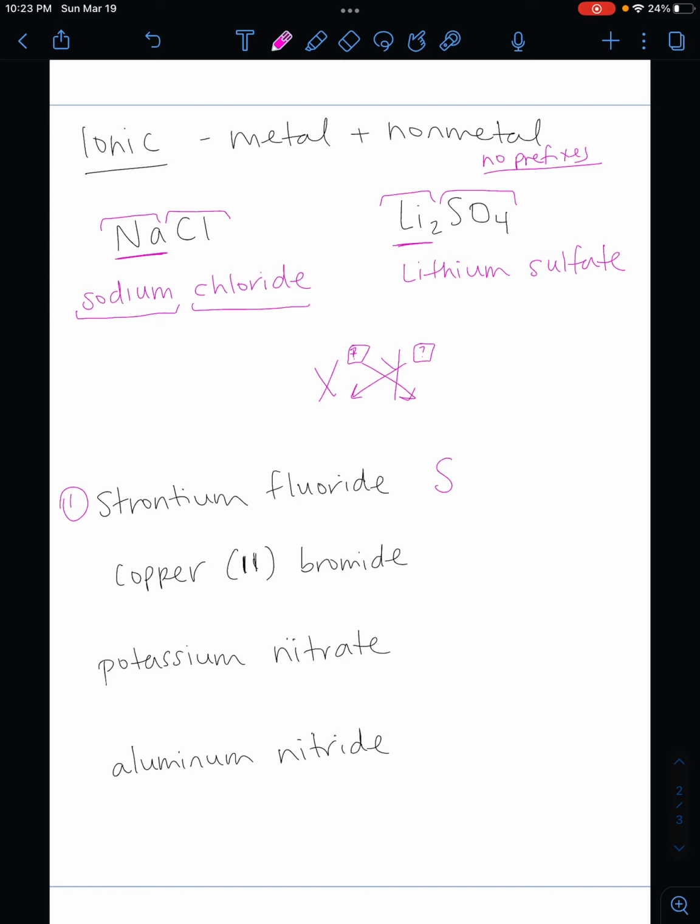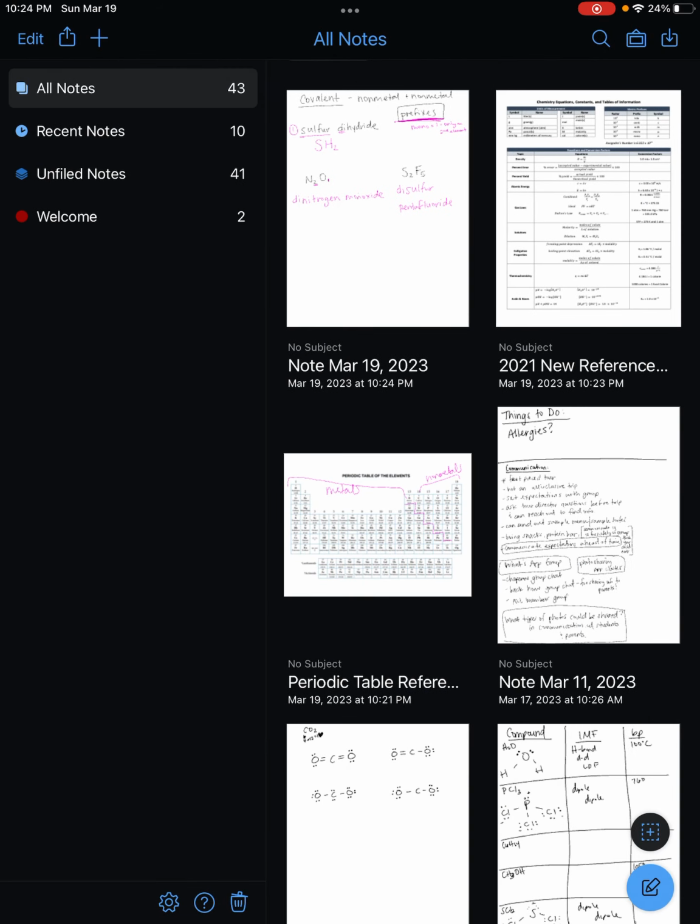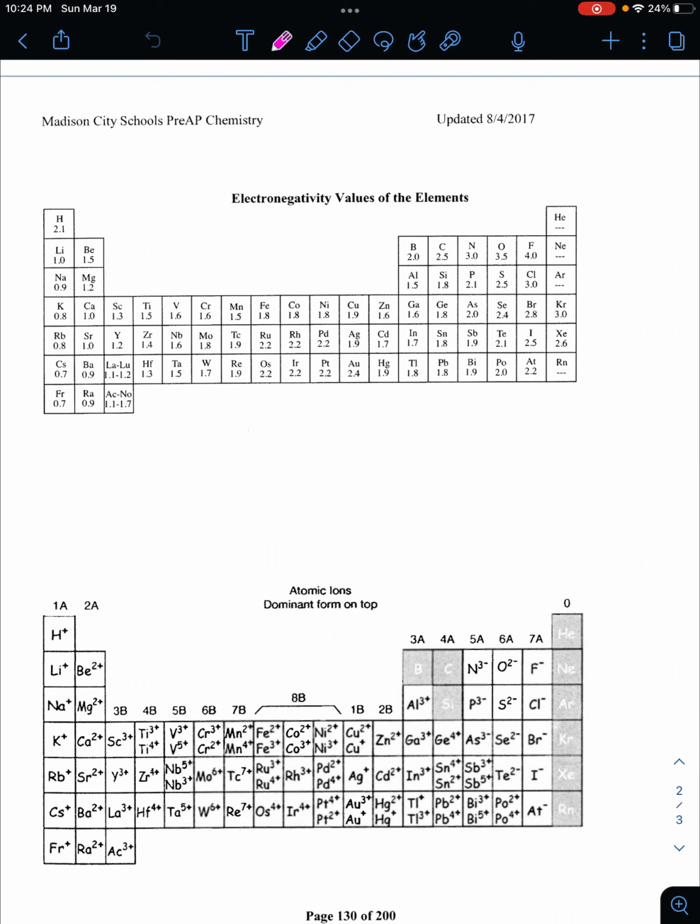So I know that strontium is Sr, and I know that fluoride is really just fluorine, so I need to look and see if I can find their charges. So I'm gonna look over here at my periodic table. Remember, this is on the back of your periodic table. Here is strontium, and then here is fluorine. So I have a 2 plus and a 1 minus.